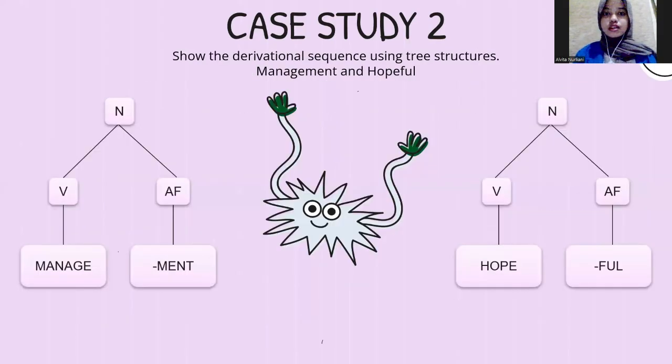This slide shows the derivational sequence using three structures from the four words: management, talking, hopeful, and plate. There are only two derivational sequences, management and hopeful. Here in the word management, the root word is manage as a verb, and then the affix is -ment. When they are combined together, management, it changes the word class into a noun. And in hopeful, the root word is hope, which is a verb, and then the affix is -full. If they combine together, hopeful, it changes into a noun.